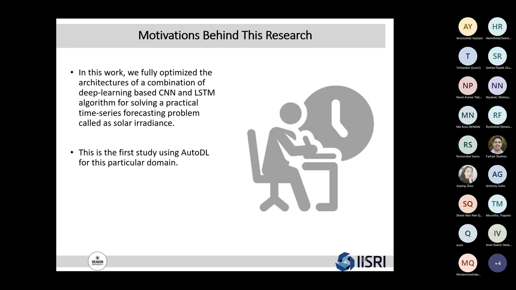So what we have done in this work is that we fully optimize the architectures of a combination of deep learning based CLSTM, called CNN and LSTM algorithm, for solving a particular time series forecasting problem, solar irradiance. This is the first study using AutoDL for this particular domain. Actually, we published this paper, dear Amir, several months ago, and I hope that we will still be the first.